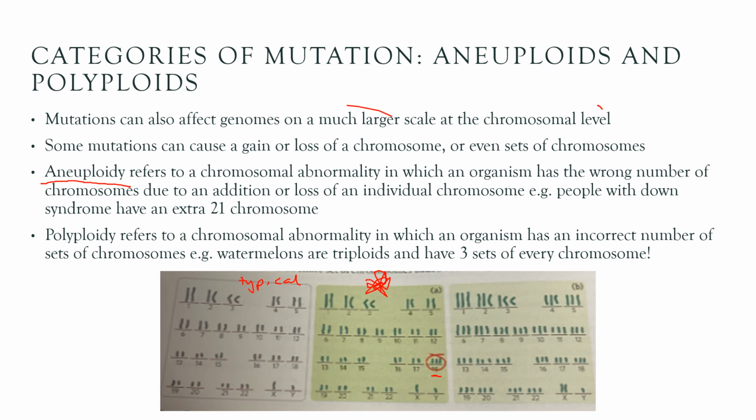We then have polyploidy. So polyploidy you don't really see in humans. Unfortunately, humans with this sort of thing typically don't survive very long, but you do see a lot of polyploidy in plants. So polyploidy refers to a chromosomal abnormality in which an organism has an incorrect number of a whole set of chromosomes. So for instance, this one on the end is the chromosomes of a watermelon. So watermelon actually have 3 sets of every single chromosome instead of the usual 2. So polyploidy is working with entire sets of chromosomes. And again, like I said, not common in humans, but can be more common in plants.